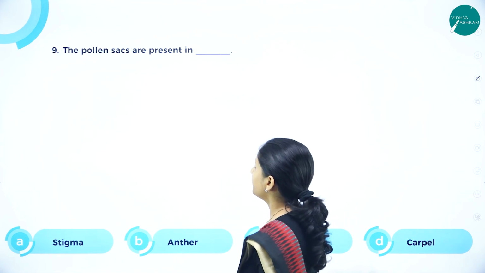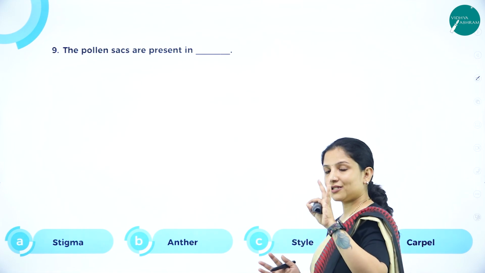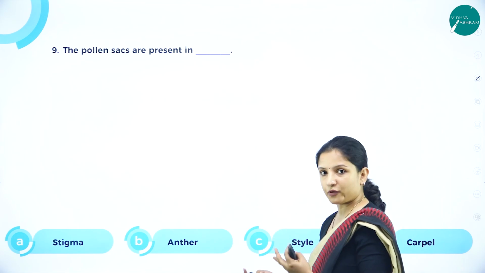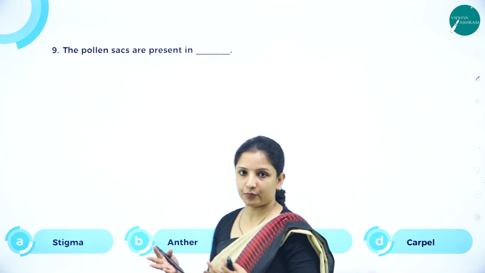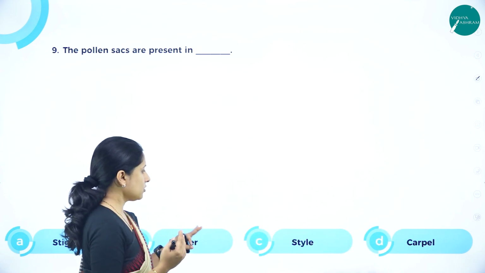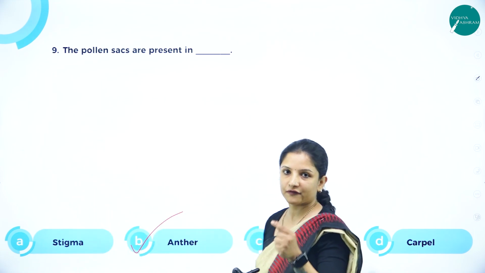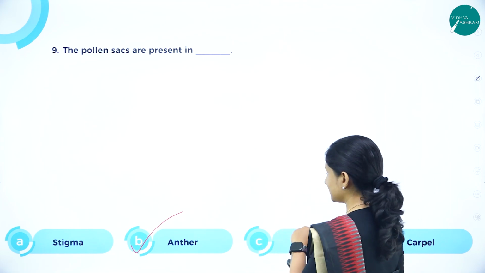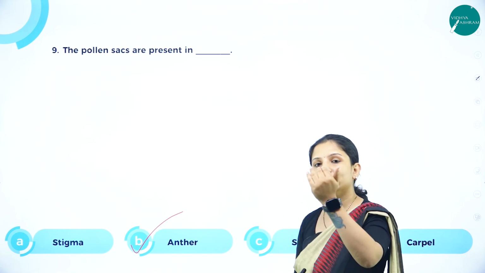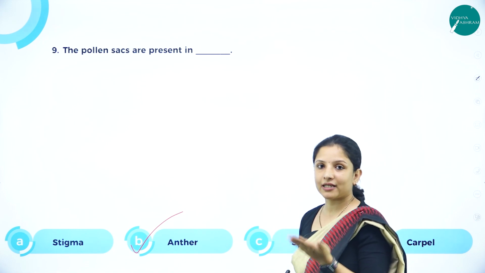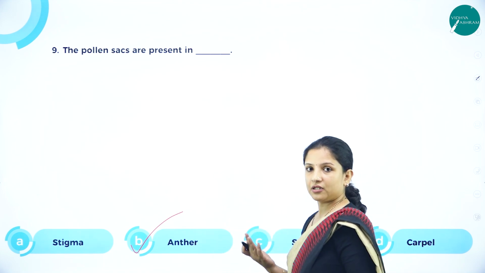Next question. The pollen sacs are present in the stigma. No, the stigma doesn't have pollen sacs, because pollen sacs are related to the male reproductive system, where they produce the pollen grains. Stigma is the female reproductive part. Style? No. Carpel? No. It is in the anther exactly. The filament of the stamen is not the style, and it doesn't produce the pollen. It is the anther that produces the pollen grains. In the anther, pollen sacs are there, and in the pollen sacs, pollen grains are produced. Therefore, pollen sacs are present in the anther. Carpel is related to the gynoecium.